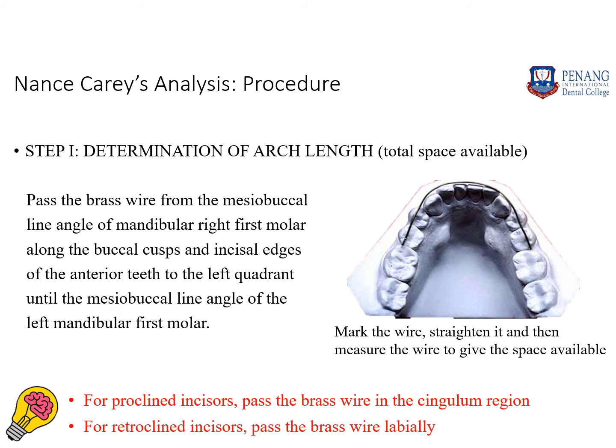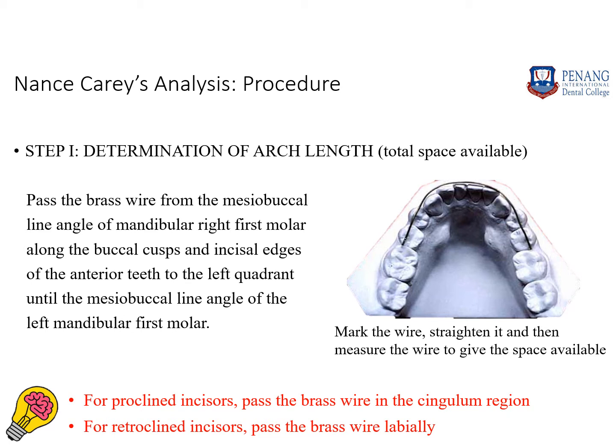So how do you perform a Nance-Carey's analysis? Step one is to determine the arch length, that is the total space available. Here you will pass the brass wire from 4/6, that is the mesiobuccal line angle of mandibular right first molar, to the mesiobuccal line angle of left mandibular first molar, that is 3/6. Again, you will do the same process. You will mark the wire, straighten it, and then measure the wire to give you the space available.